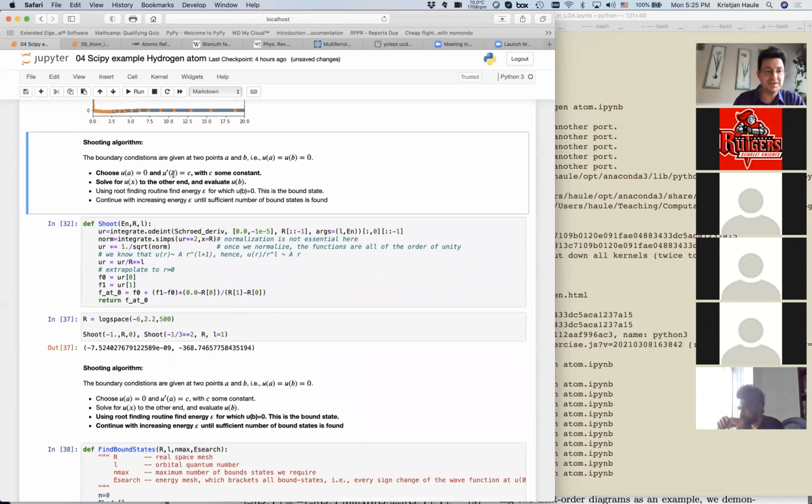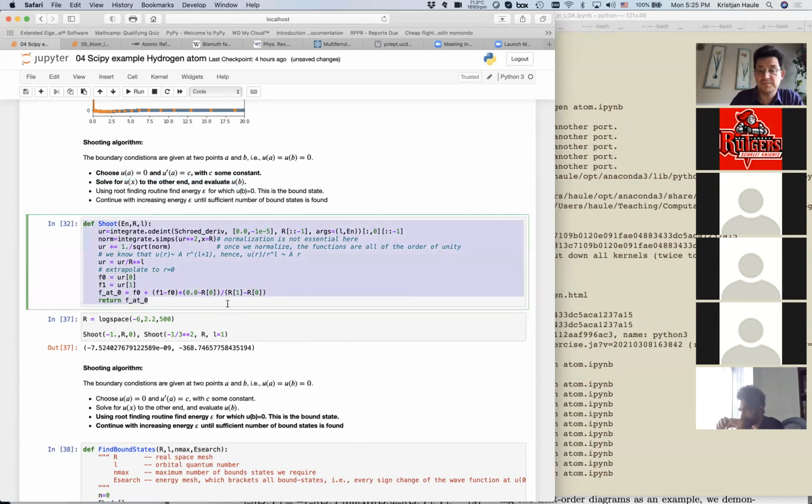I just described shooting. Namely, we set the boundary condition at infinity to 0, the derivative to be some constant, and then we solve for the solution u of x down to 0, down to the other end, and evaluate the value at the other end, at 0, okay? So this is what this shooting routine should do. Let me walk you through.